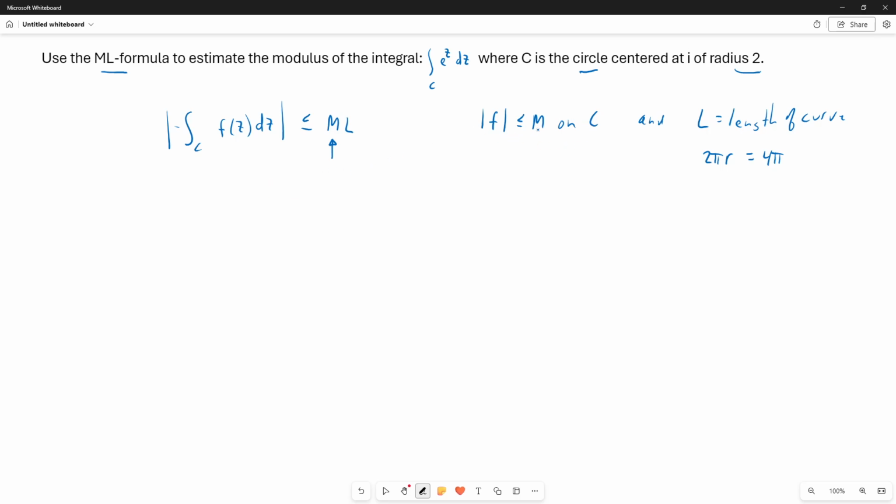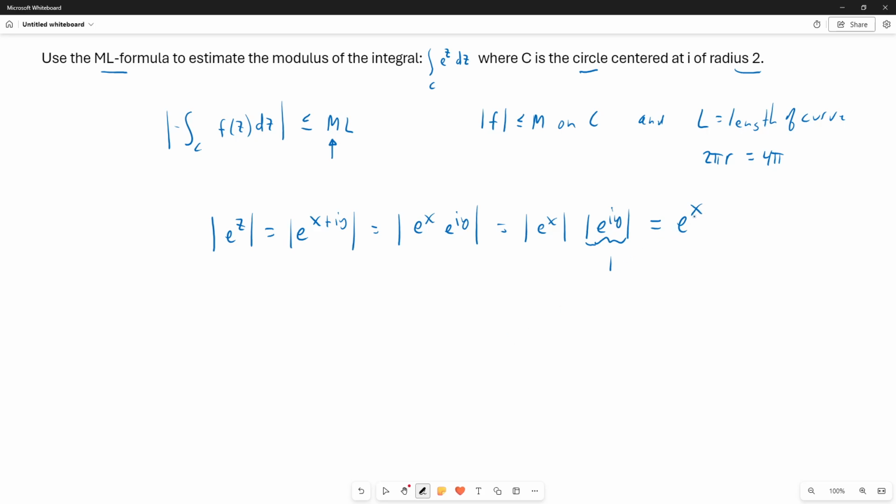So we need to figure out the maximum modulus of e to the z on this circle. So the modulus of e to the z is the modulus of e to the x plus iy, which is the modulus of e to the x times e to the iy, which is the modulus of e to the x times the modulus of e to the iy. The modulus of e to the iy is 1. And the modulus of e to the x, that's just a positive real number, so it's itself. So e to the x times 1.